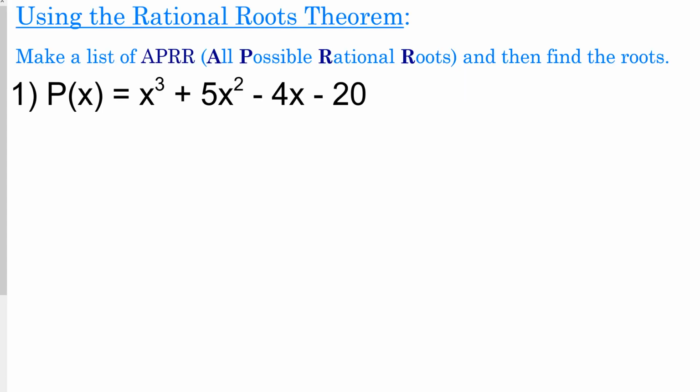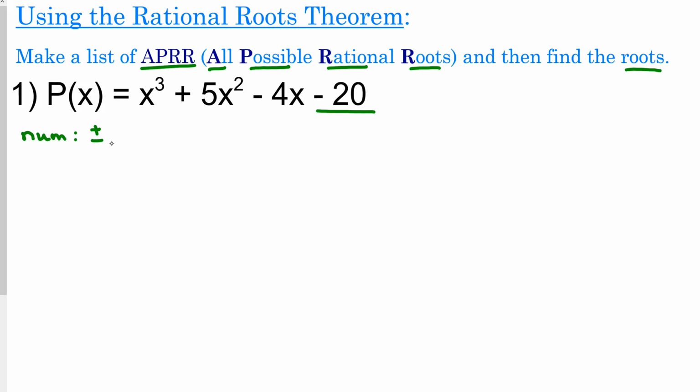Okay, so here's how we use the rational roots theorem. We use it to make a list of all possible rational roots for the polynomial, and then from that list we find the roots. The list of all possible rational roots I call the APRR list. So here's how we start. To find the potential numerators, we list all of the factors of the constant. And it could be positive or negative, so we put a plus or minus in front.